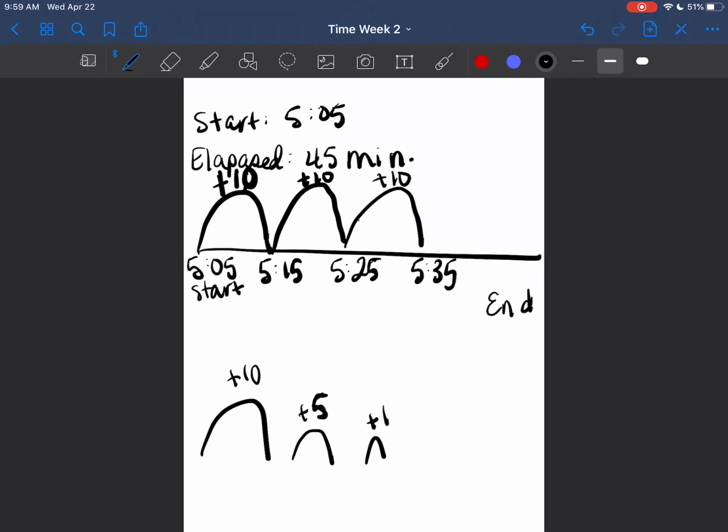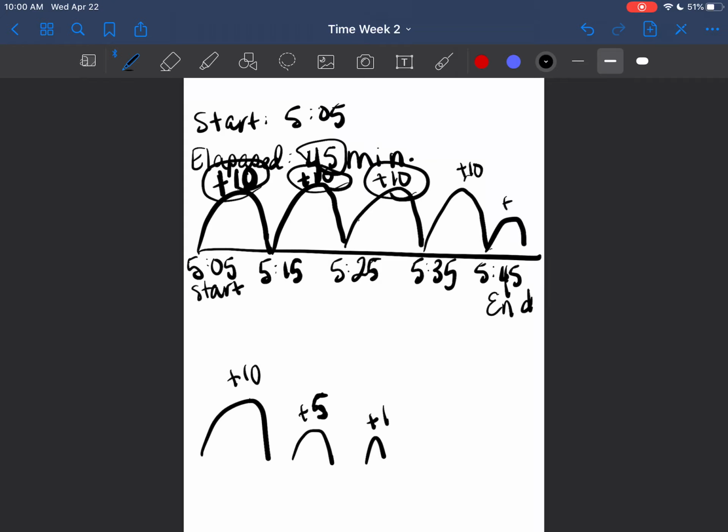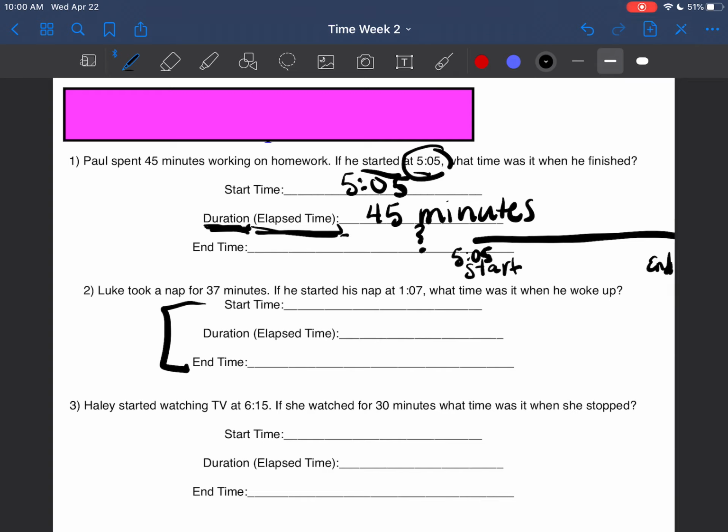How many minutes have I jumped so far? Well, let's count them. 10, 20, 30. I want to jump 45, so I can make another jump of 10. 5:35 plus 10 is 5:45. So I've jumped 10, 20, 30, 40, but I need to jump 45. So I cannot make another hop of 10 because that's too many minutes. But I can make a hop of 5. So 5:45 plus 5 minutes is 5:50. So my end time is 5:50.